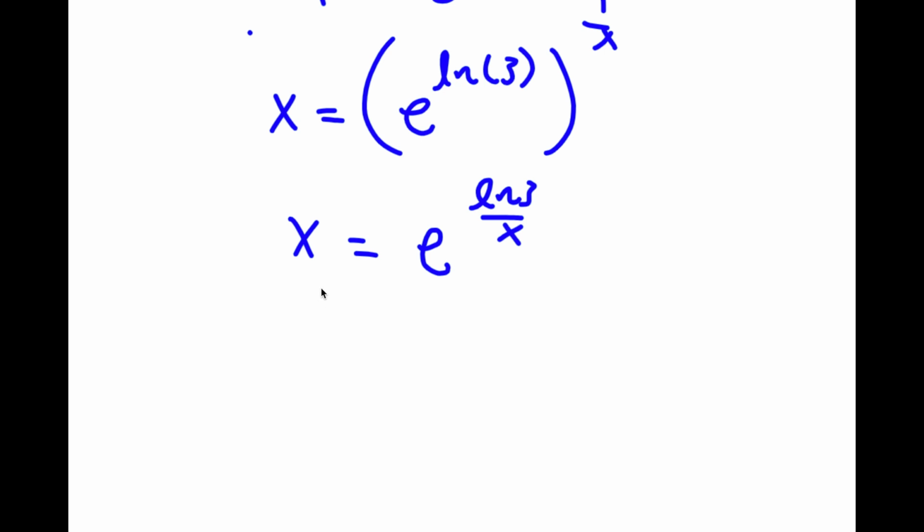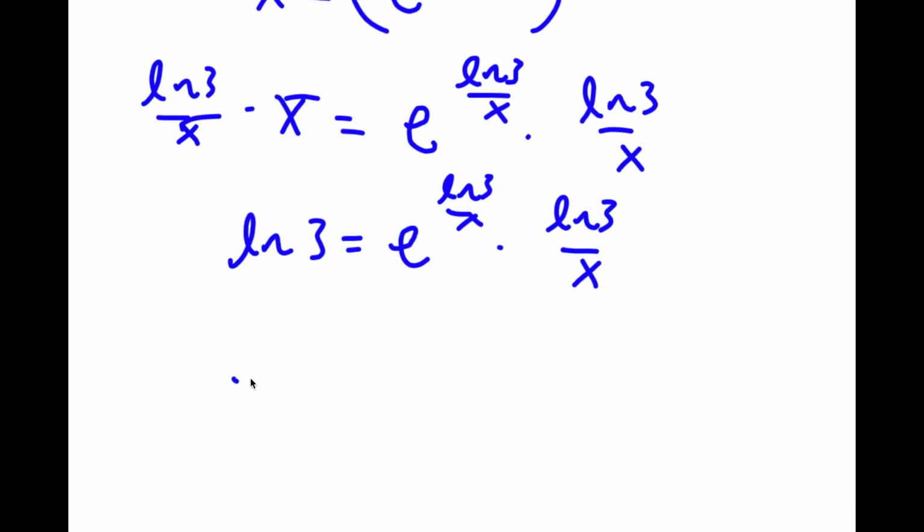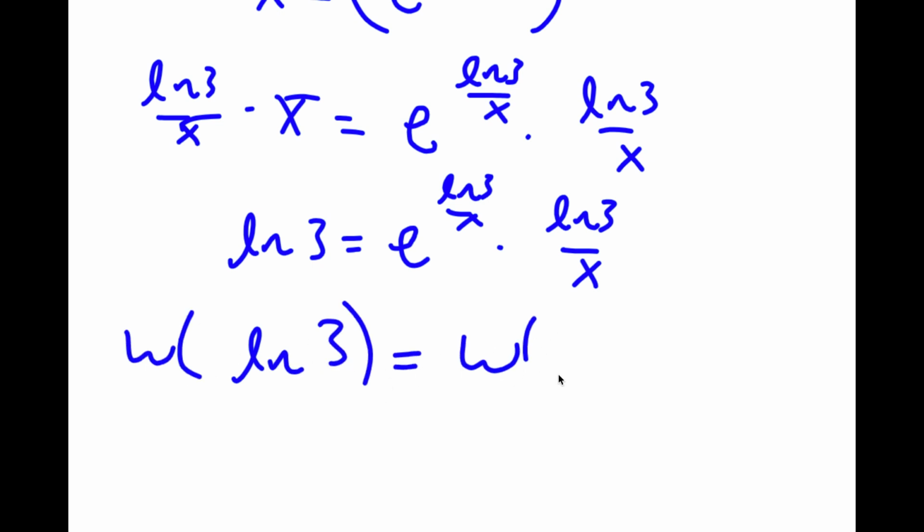So now, if I multiply both sides by ln 3 over x, these two cancel out, and I get ln of 3 is equal to e to the power of ln 3 over x, times ln 3 over x. And now I can go ahead and take the W Lambert function of this. So I have to take it on both sides.